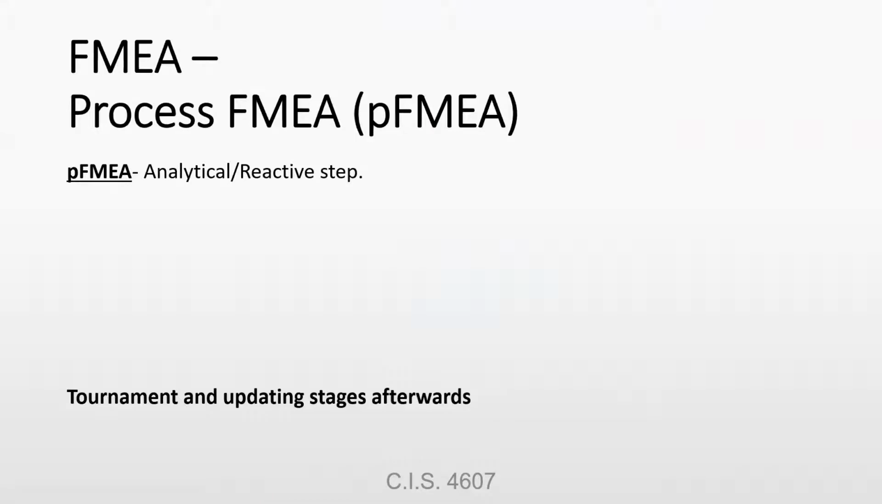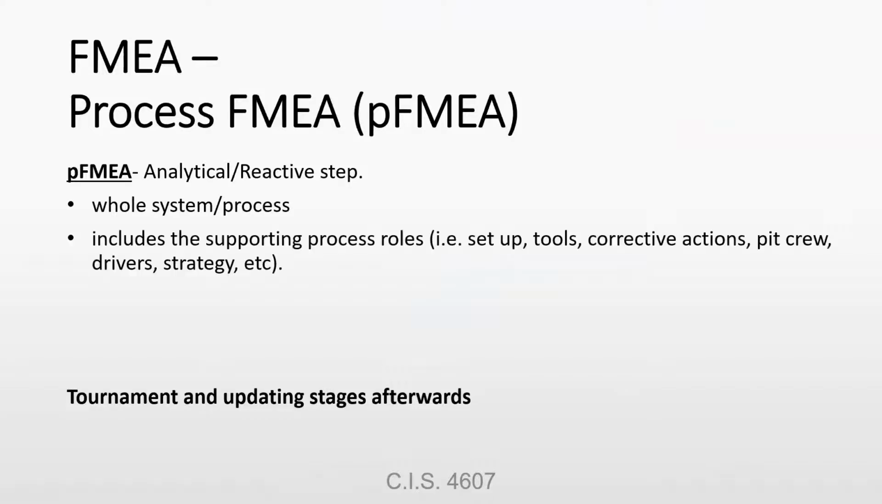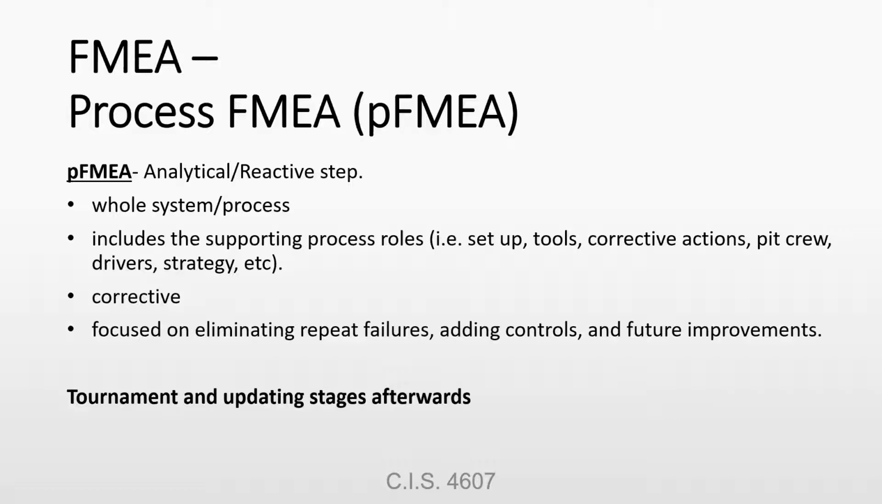So our other type of FMEA is process FMEA. It's the whole system, not just one part, and it includes supporting roles like the tools, corrective actions, pit crew, drivers, strategy. And it is corrective because you're correcting a failure that has happened. It's not predicting anymore. And it's focusing on eliminating repeating failures, so you're not just seeing the same failures over and over again. So you're just going to see improvement from it because you're going to be finding your errors.